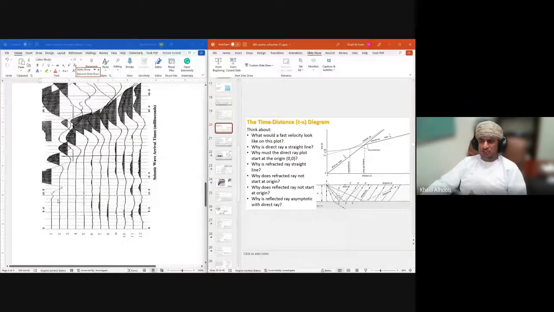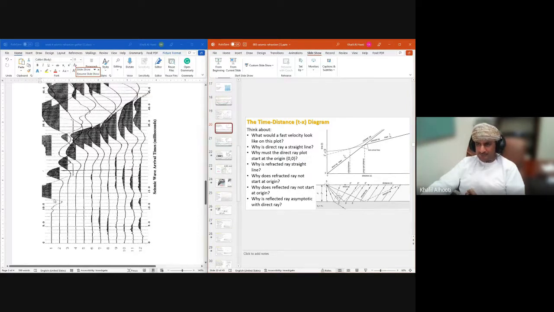Where is the first energy? Is it here? Is it here for this trace? At what time did the energy arrive at geophone 1? Is it here? Is it here? It's around 10 seconds. It's close to 10 seconds. So if you need to pick it, you need to pick it here.